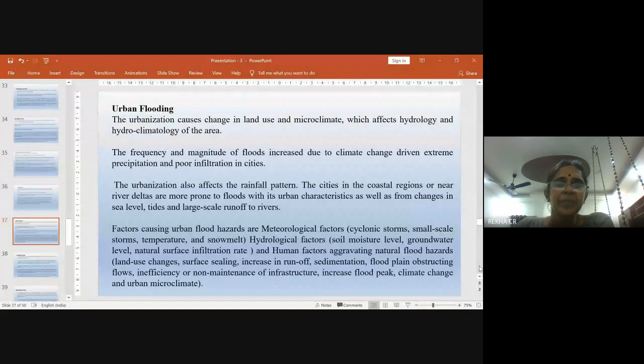The urban flooding. The urbanization causes change in the land use and microclimate, which affects the hydrology and the hydroclimatology of the area, which increases the frequency and the magnitude of floods due to the climate change, and it causes extreme precipitation and poor infiltration in cities. So the urbanization also affects the rainfall pattern. The cities in the coastal regions or near river deltas are more prone to floods with its urban characteristic, as well as from the changes in the sea level, tides, and large scale runoff to rivers. So the factors causing urban flood hazards are meteorological factors, hydrological factors, and human factors aggravating the natural flood hazards.